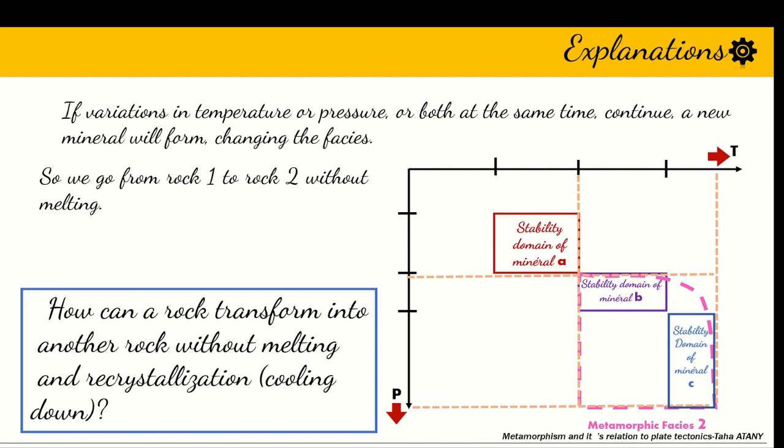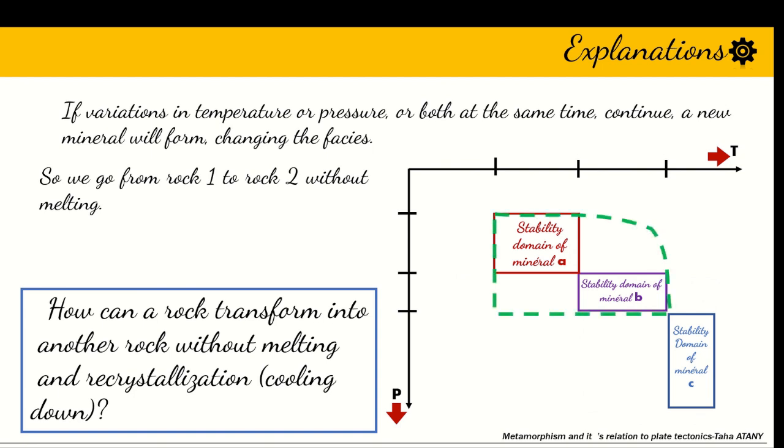So we go from rock 1 to rock 2 without any fusion whatsoever. Here you have it. In the beginning we have rock 1 in metamorphic facies 1, then we move to rock 2 in metamorphic facies 2, and we have metamorphism. Rock 1 is like the protolith for rock 2.